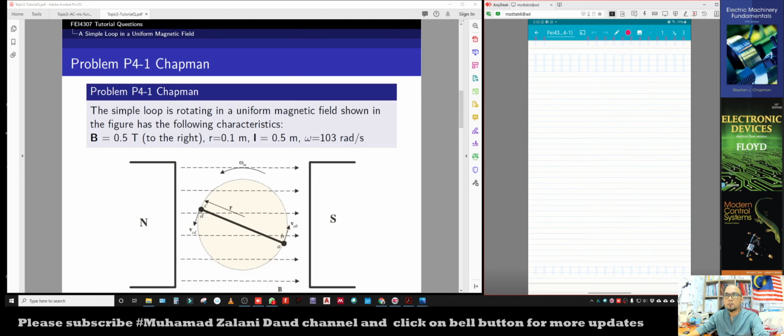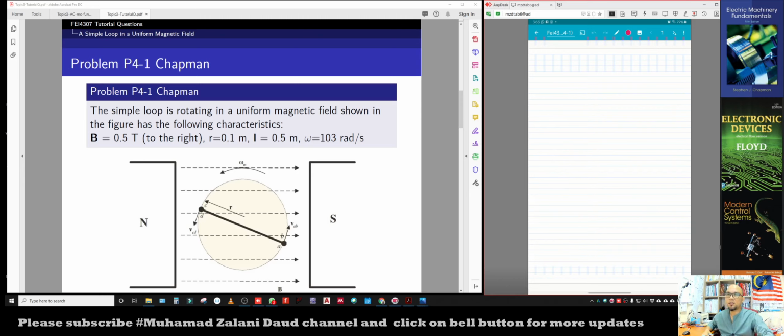So this problem P-4-1 comes from Chapman's book, and this is the problem related to DC machinery fundamentals, which we have been talking about in our third topic. So this basically represents tutorial 3.1 for topic 3, which is DC machinery fundamentals.